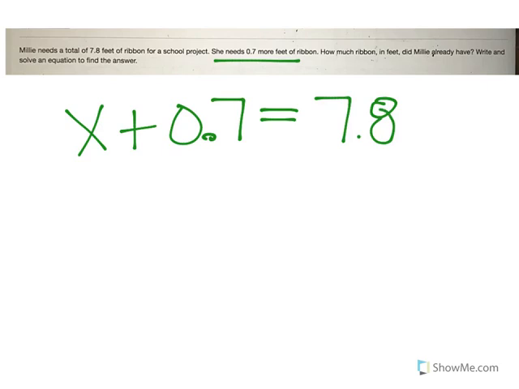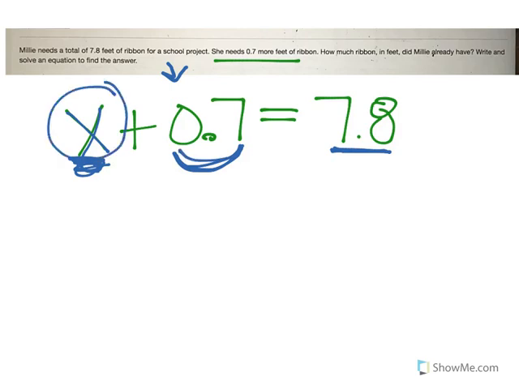Okay, so again, I know she already has some ribbon starting off. I know that she needs a little more ribbon to get to her total of 7.8. So again, we went from a word problem to an equation. So we have some ribbon. We need 7.8. We need this much more, so how much did I start off with? Now, once we're at the equation part, we can solve it.